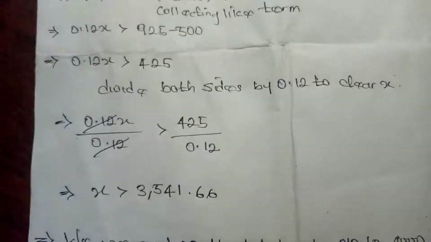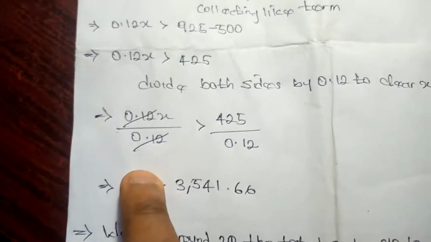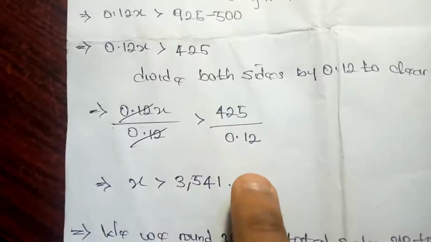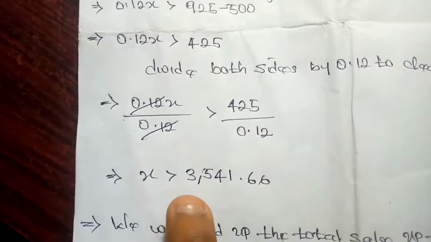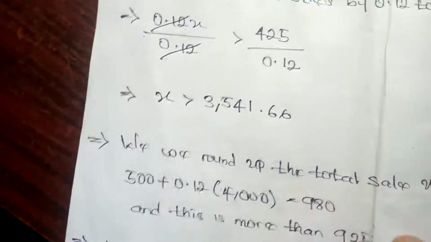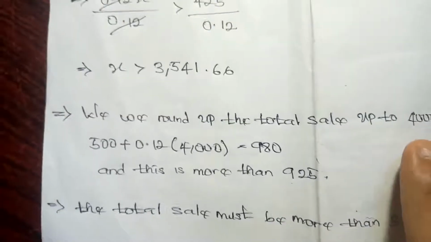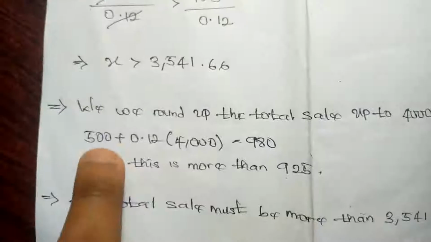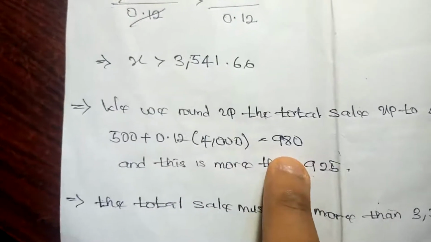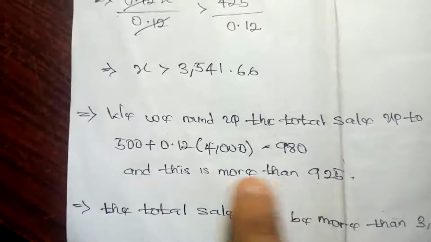We divide both sides by 0.12 to clear x. Divided by 0.12, you get 1. 1 times x is x. When you divide 425 by 0.12, what you get is $3,541.66, in kobo or cents. So now we need to round the sales up to 4,000. So when rounding the sales up to 4,000, we get 500 plus 0.12 times 4,000 equals what? It gives us $980.